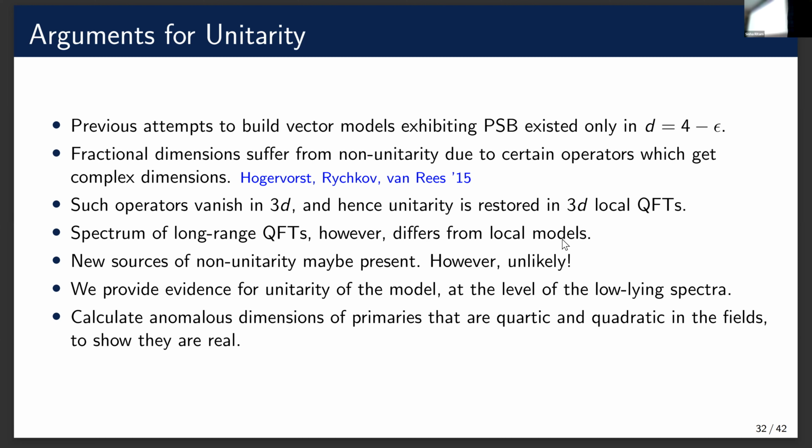But if you consider the theory in 3D, then we don't have those kinds of operators. So unitarity in this sense is what we really have, because we are in integer dimensions. However, it is true that the long-range QFTs have a spectrum that is different from their local counterparts. So there might be some surprising sources of non-unitarity, but we are not aware of any per se, or haven't found any in the literature either. So for all we know, they're unitary, and what we can do to the best of our ability is to check whether the model is unitary or not at the level of the low-lying spectrum. That we can do by computing the anomalous dimensions of certain primary operators in the theory, namely the quartic and the quadratic primaries.